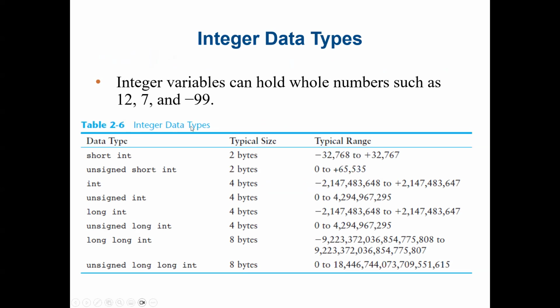And we have different types of integer data types, depending on the size. So for example, short int is 2 bytes, unsigned short int is 2 bytes, int is 4 bytes, unsigned int is 4 bytes, also long int is 4 bytes, etc.